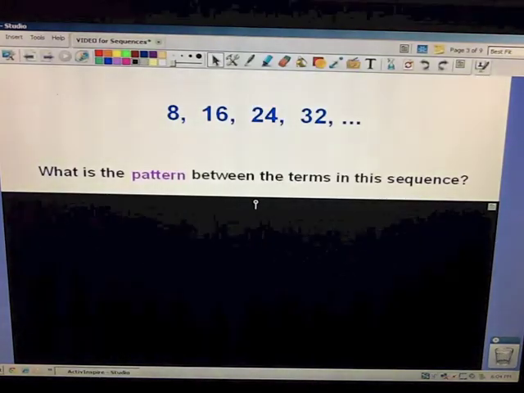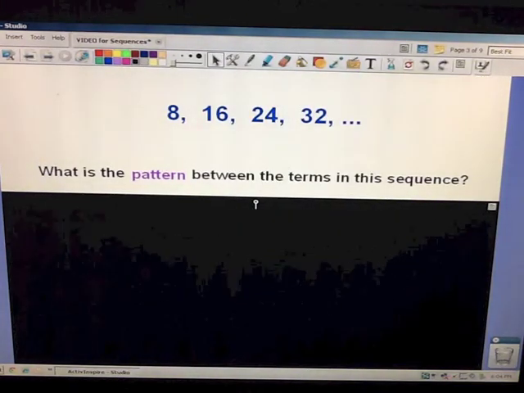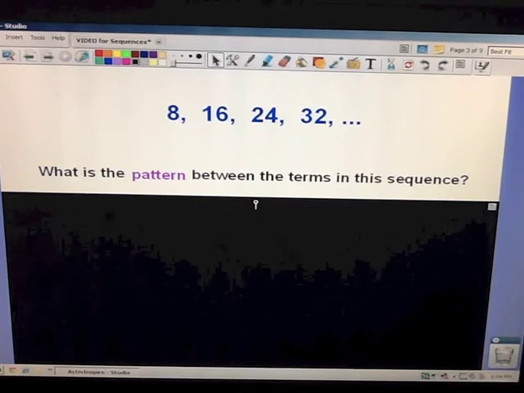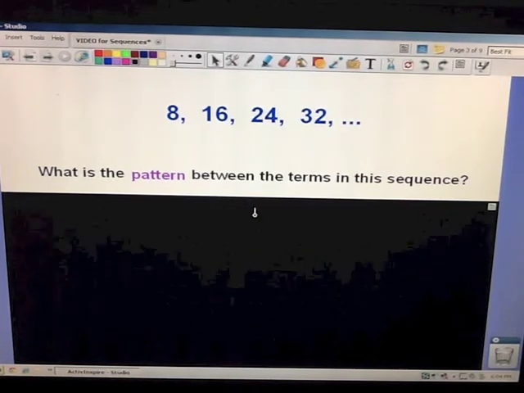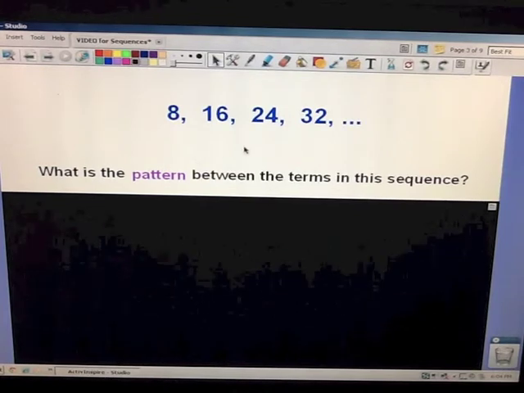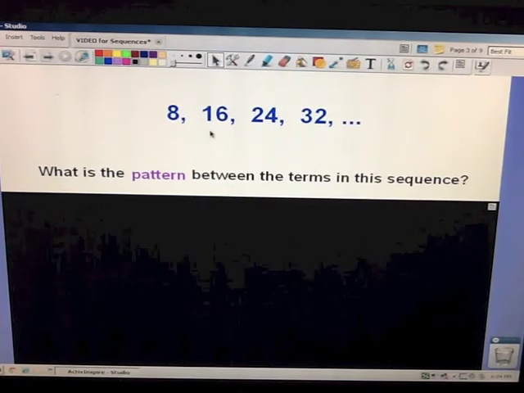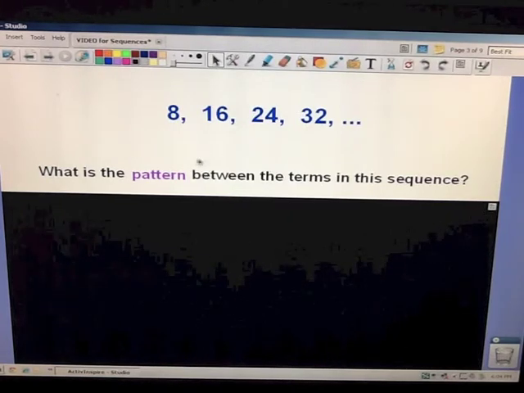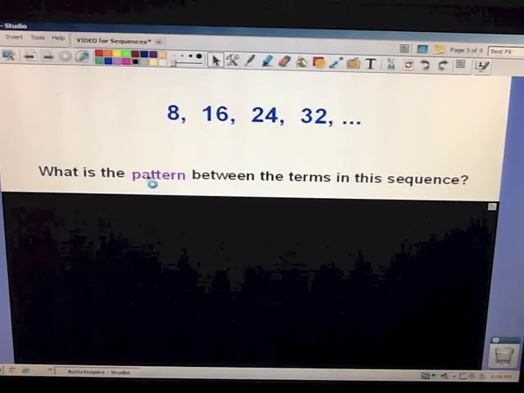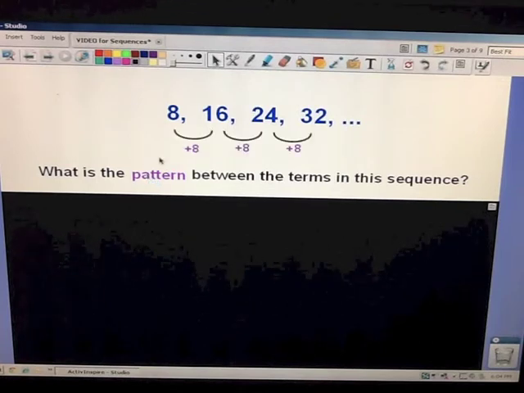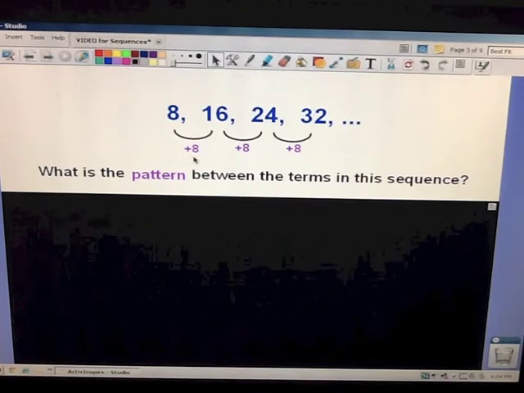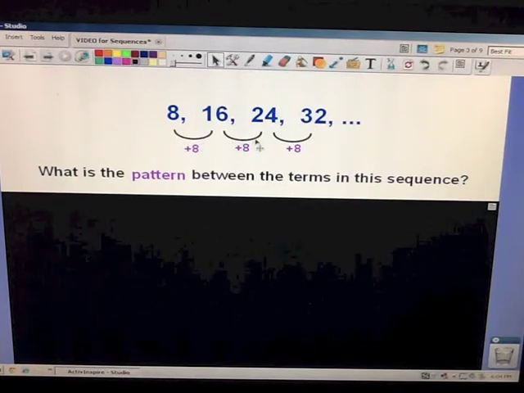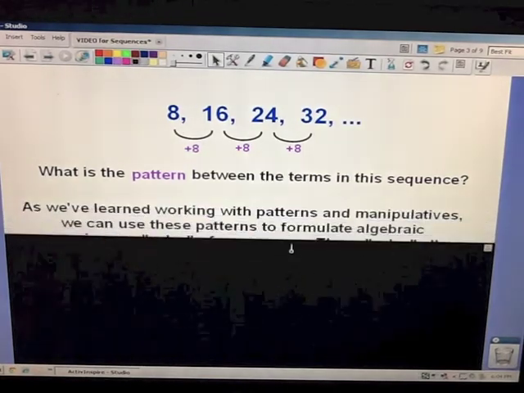Okay, what is the pattern between the terms in this sequence? We talked about this yesterday and the day before. We talked about patterns, and we talked about finding the change or the growth in the pattern from 8 to 16 or 16 to 24, 24 to 32. What growth do you see? Hopefully you said that you see a growth of plus 8. Each term increases by 8 to get the next term.